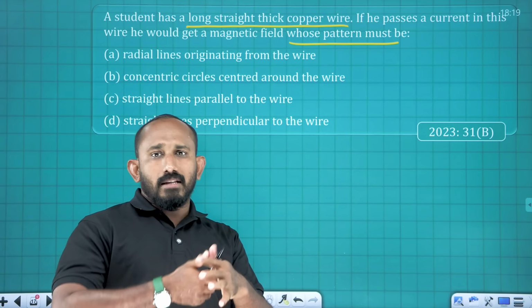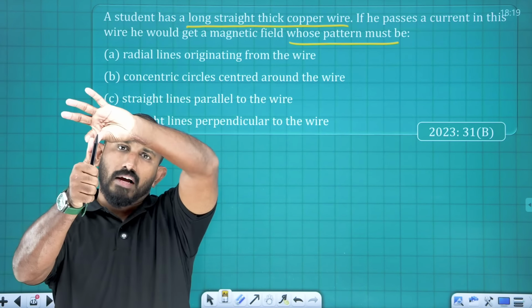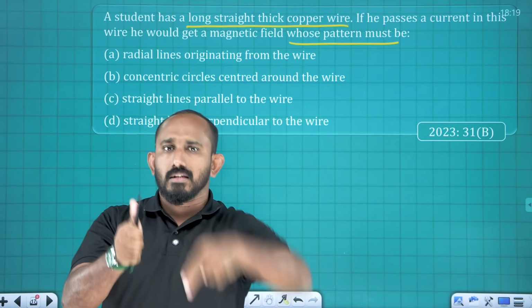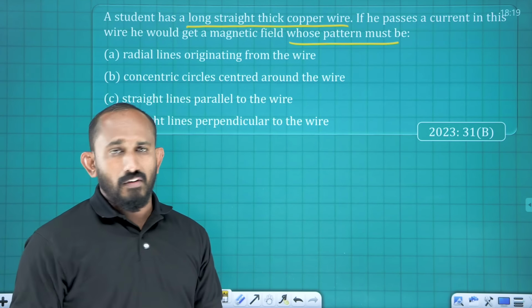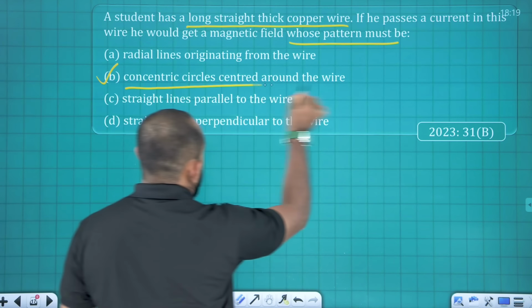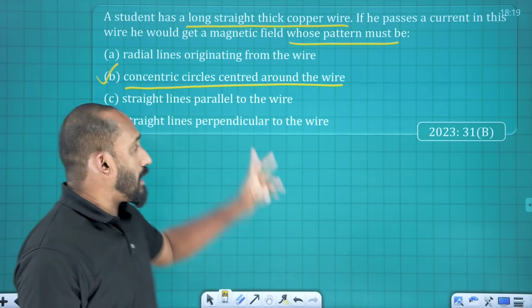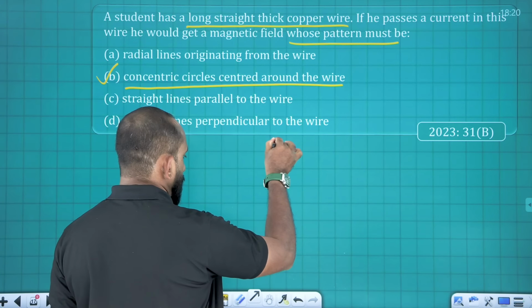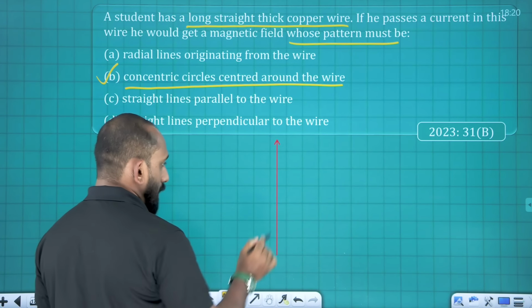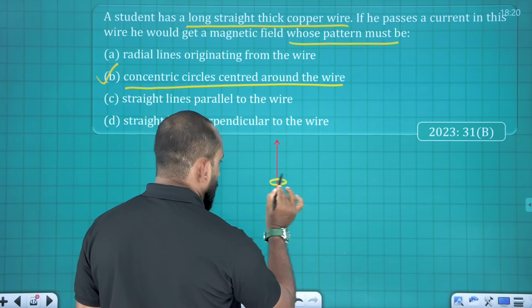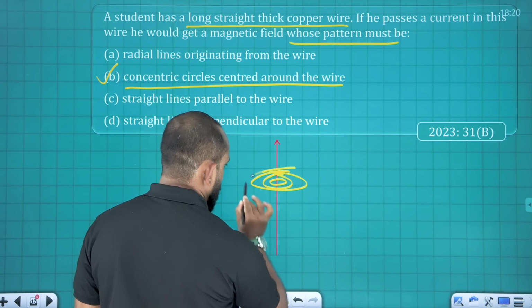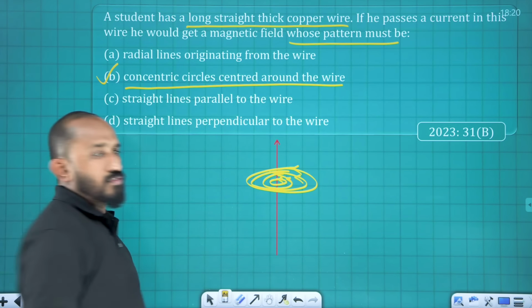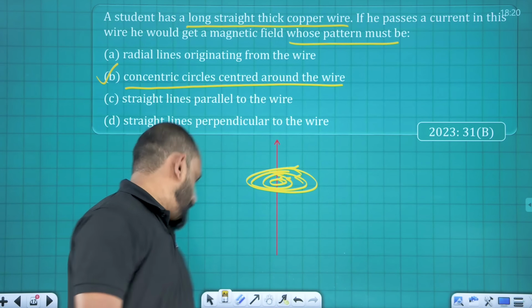You know the right hand thumb rule: the thumb gives the direction of current, then the curled fingers, in circular form, give concentric circles around this conductor as the magnetic field. So option B is the correct answer. Concentric circles centered around the wire, that will be the answer. So if this is the direction of current in a conductor, then you make concentric circles like this. If the thumb is there, then this way will be the direction of magnetic field.